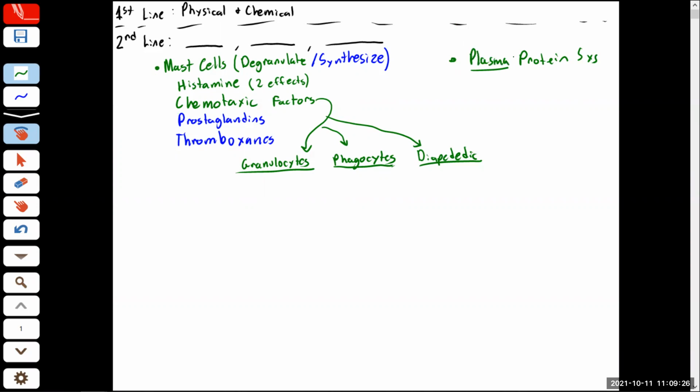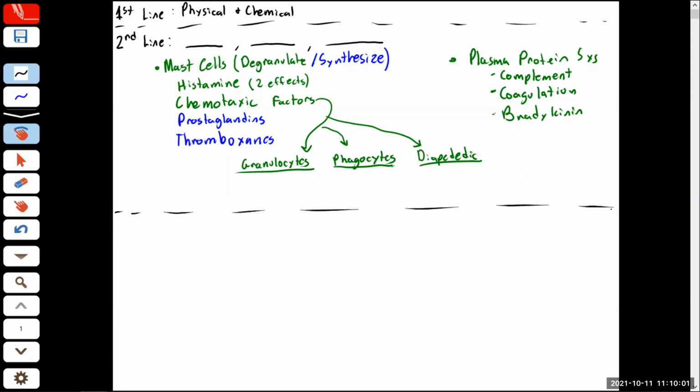Plasma protein system. How many plasma protein systems were there? You had your complements, coagulation, and kinins. And again, when you guys are at home, write out complement system, that's your killing system, coagulation for clotting, bradykinin for pain. Right, so just flesh it out a little bit more. But this way you kind of know what you're looking for.